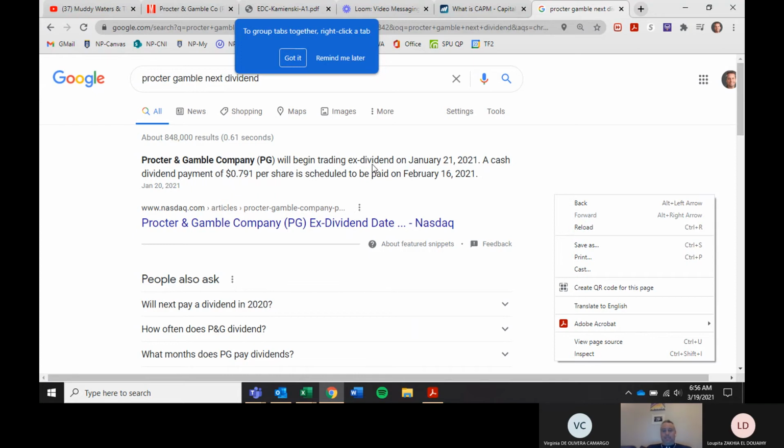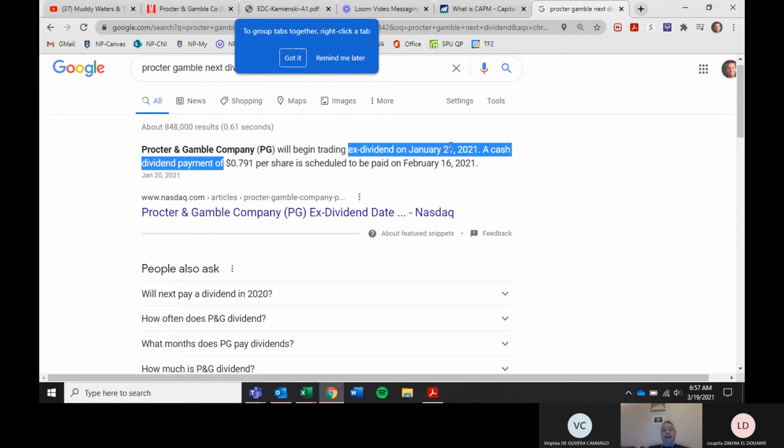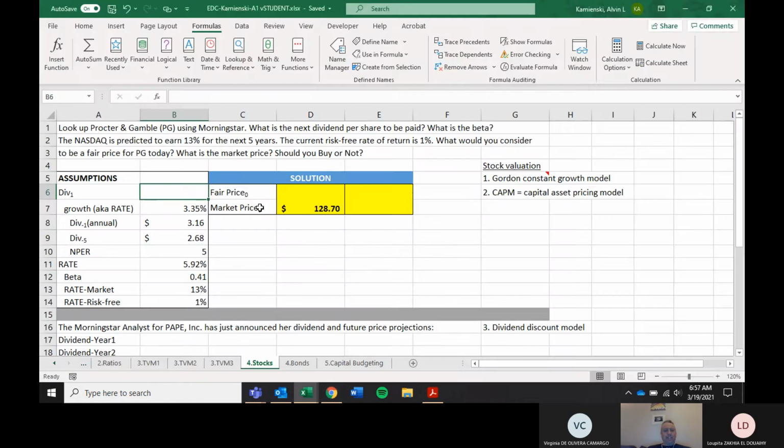Procter & Gamble will begin trading ex-dividend as of January 21st. A cash dividend payment of $7.91 per share is scheduled to be paid on February 26th. Oh, okay. Isn't that what we had figured out over here? That's why our formula is off a little bit. See that? There's a little bit of rounding when I put that little piece in there. It gave us up to 3.38. I'll take it off though, since we did it before.